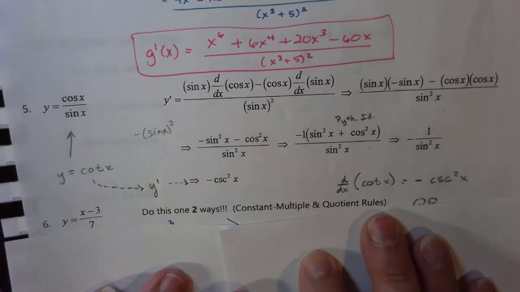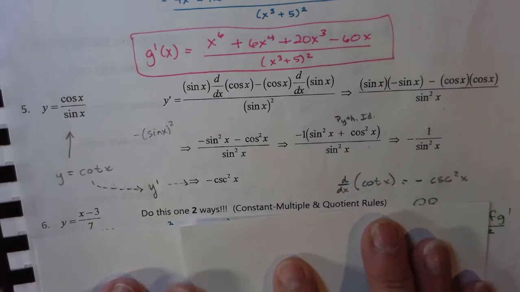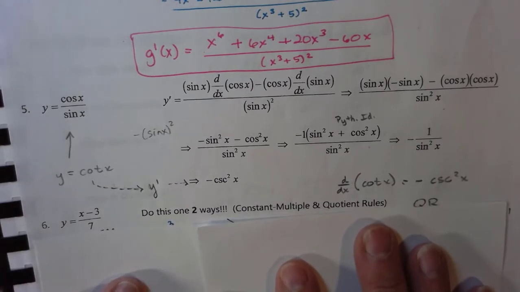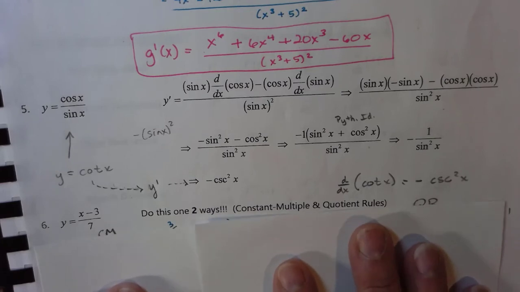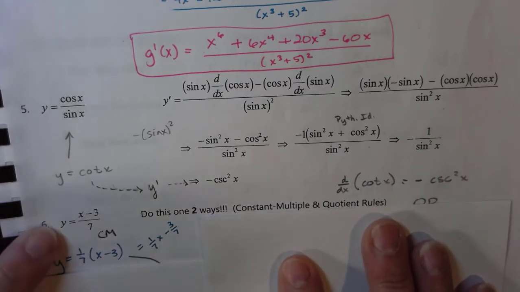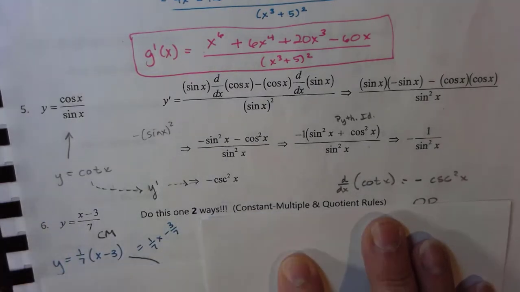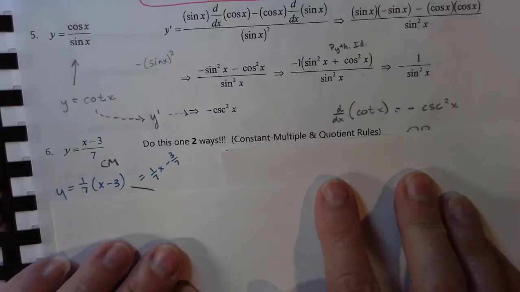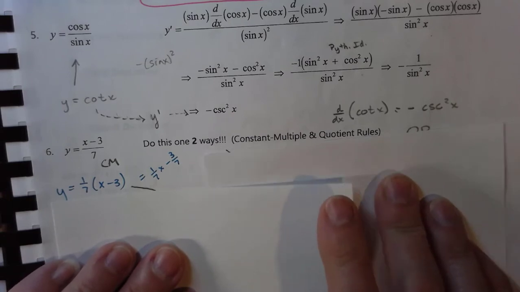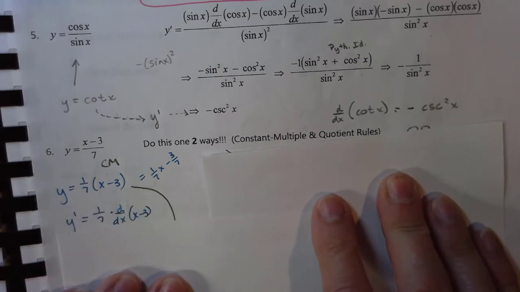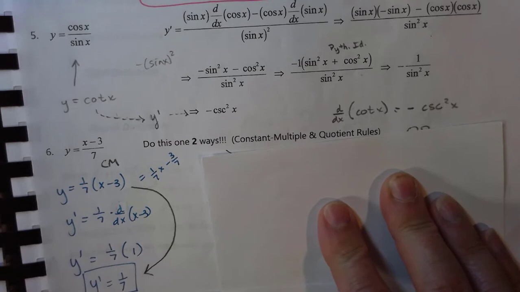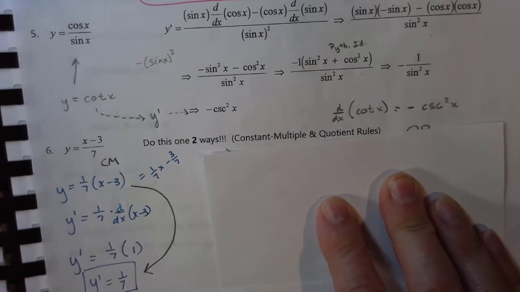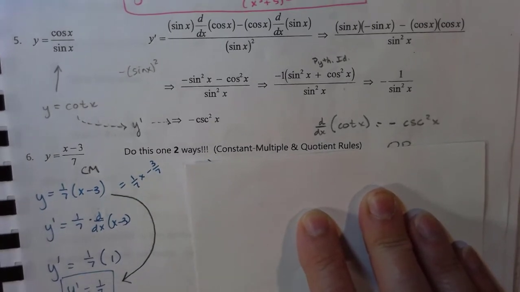Now, number 6, example 6, we're going to use quotient rule. It says do this one 2 different ways, constant times a multiple and quotient rule. The easy way is constant times a multiple. Recognizing that, we actually have 1/7 times x minus 3. So I can take 1/7 times the derivative of x minus 3, which is 1/7 times 1. So y prime is 1/7. Nice and easy.